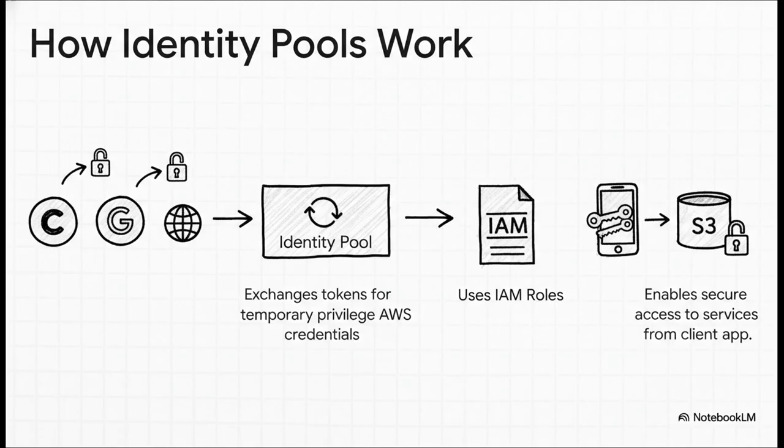It takes that token, checks if it's legit, and then basically trades it in for a set of temporary AWS keys. It does this by using an IAM role, which is just a fancy way of saying a set of permissions that you, the architect, have already defined. This is what lets your mobile app securely upload a photo right to an S3 bucket without ever having to store secret keys in the app itself.